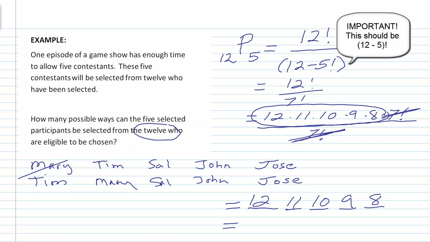And this is a very large answer because we have a lot of people. It turns out that there are 95,040 ways that 5 contestants could be chosen from 12. Now, I've only written 5 names, but there are technically 12 names, and 5 contestants are pulled from those 12. And there are 95,040 different ways those contestants could line up for the game show.